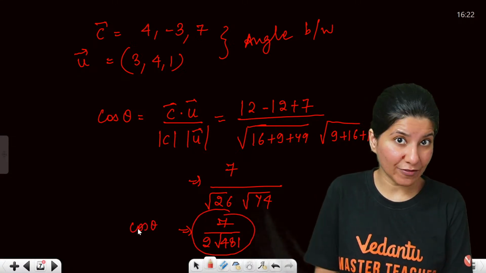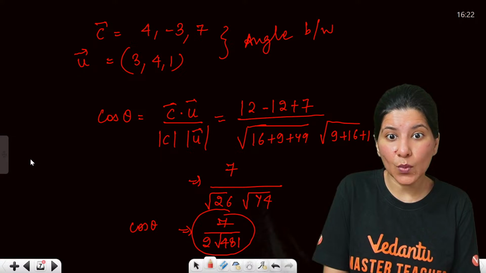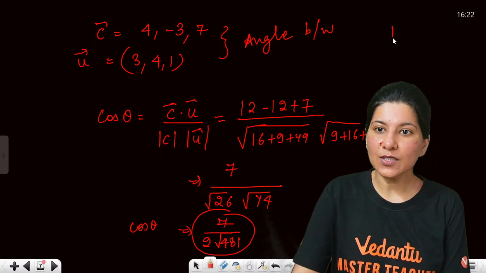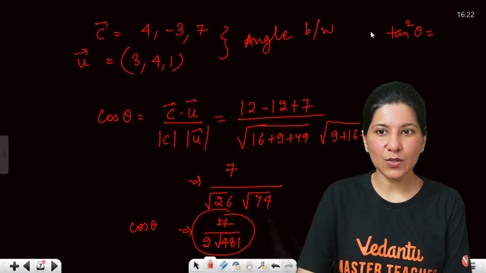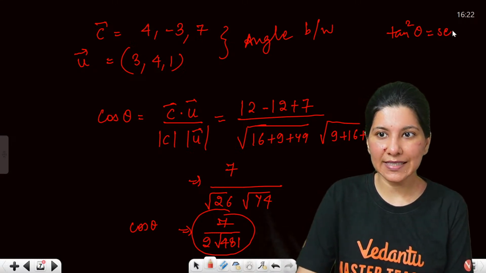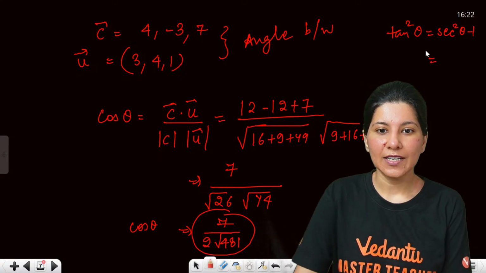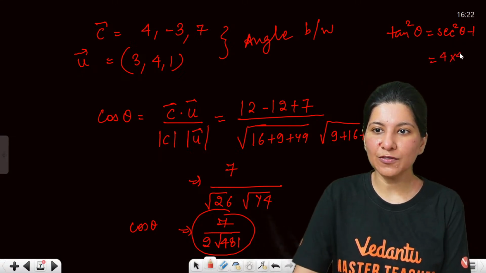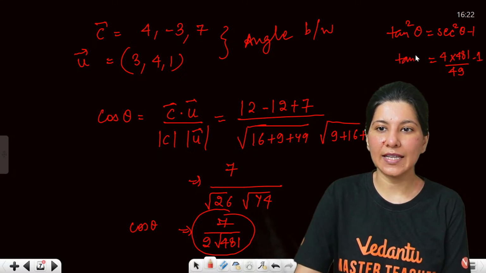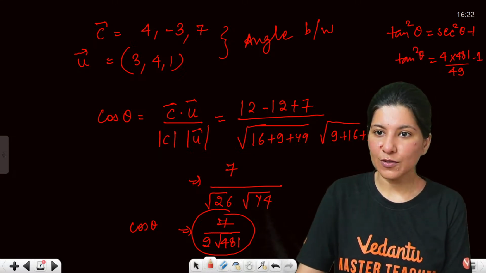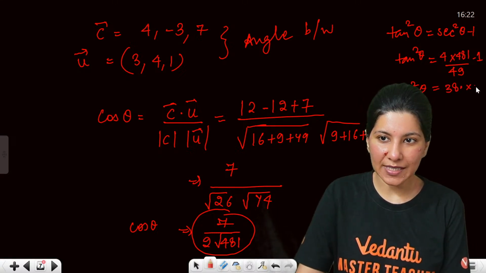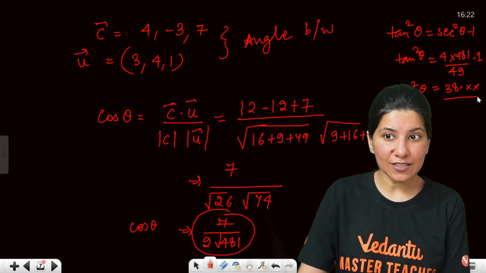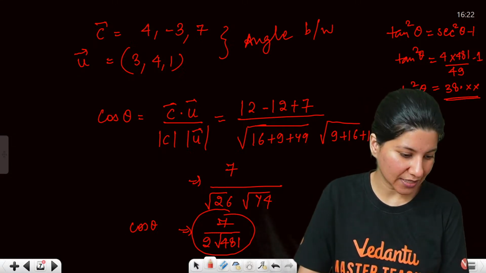But they are not looking for cos theta. They are looking for tan square theta, right? So tan square theta will become what? 1 plus tan square theta is sec square theta, so basically sec square theta minus 1. So you are looking for 4 into 481 by 49 minus 1. This is your tan square theta, correct? If you solve it, your tan square theta will be around 38 point something. So the greatest integer function will become what? 38. 38 will be the answer.